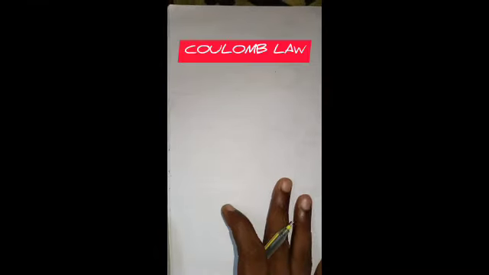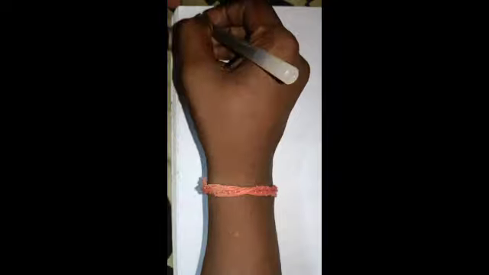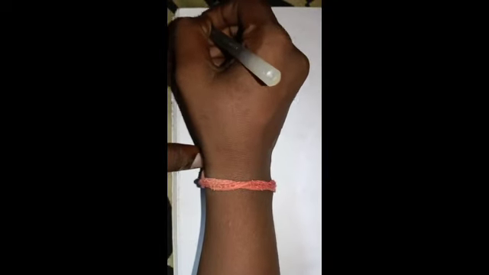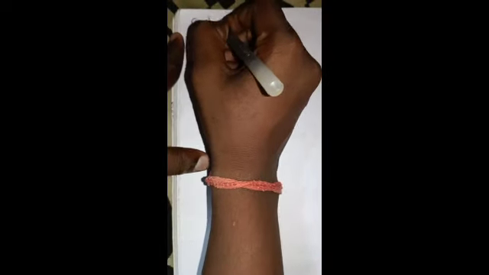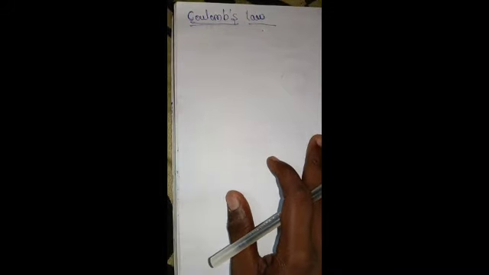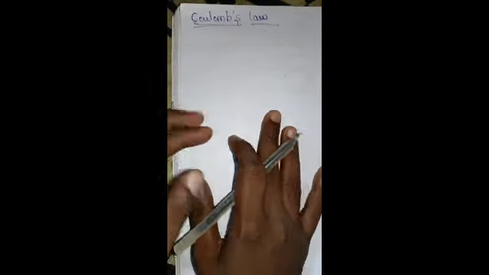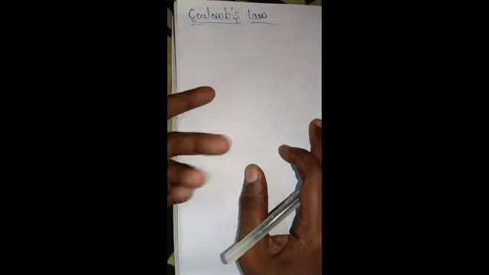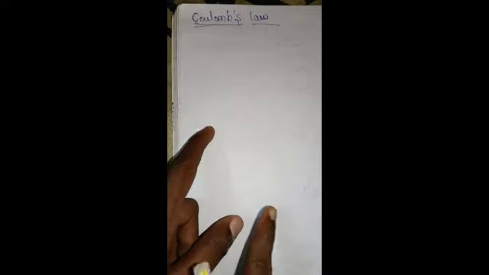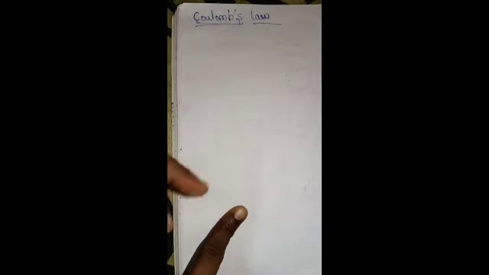Today, we will learn about Coulomb's law. So, what is Coulomb's law? It is similar to Newton's gravitational law, right? But Newton's gravitational law is about the masses, whereas Coulomb's law is about the charges, right?